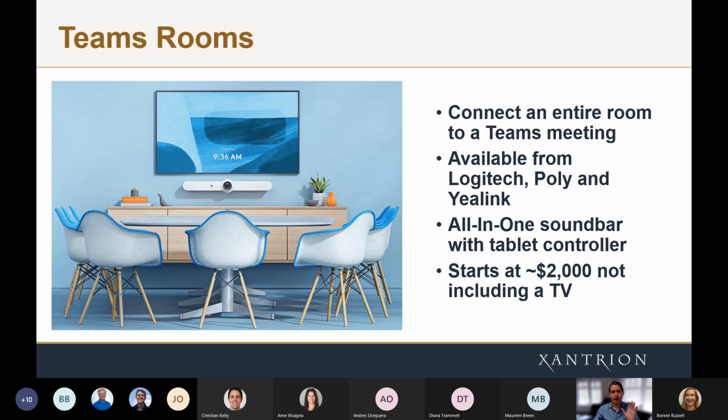So very convenient, emerging technology, very new, and we don't see a whole lot of clients asking for this today. They're asking for it in a few months as the world starts to open up. But we're really excited to start introducing these at a lot of our clients in the very near future.